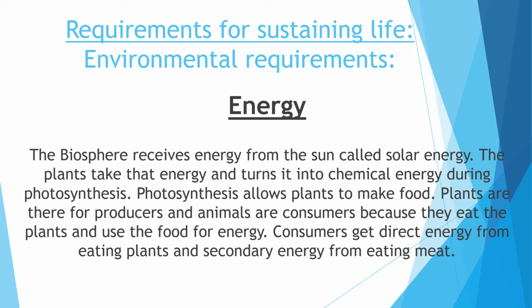The biosphere receives energy from the sun, called solar energy. Plants absorb solar energy and convert this to chemical energy during photosynthesis. Photosynthesis allows plants to make food, which is why plants are known as producers. Animals are consumers because they eat the plants and then use the food for energy in their bodies. Consumers get energy from plants directly when they eat vegetables and fruit, and indirectly when they eat meat from animals that have eaten plants.